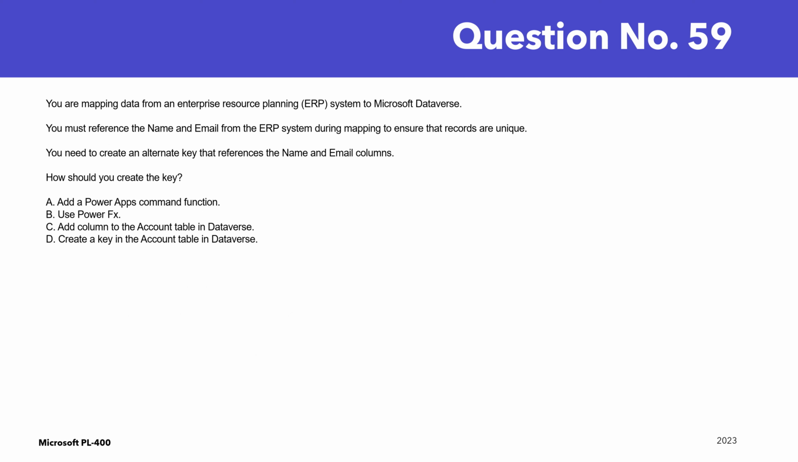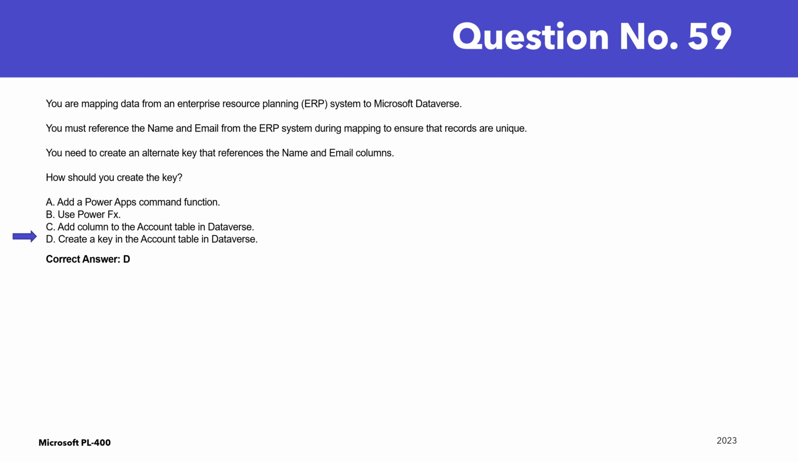You are mapping data from an enterprise resource planning (ERP) system to Microsoft Dataverse. You must reference the name and email from the ERP system during mapping to ensure that records are unique. You need to create an alternate key that references the name and email columns. How should you create the key? A. Add a PowerApps command function. B. Use Power Fx. C. Add column to the account table in Dataverse. D. Create a key in the account table in Dataverse.